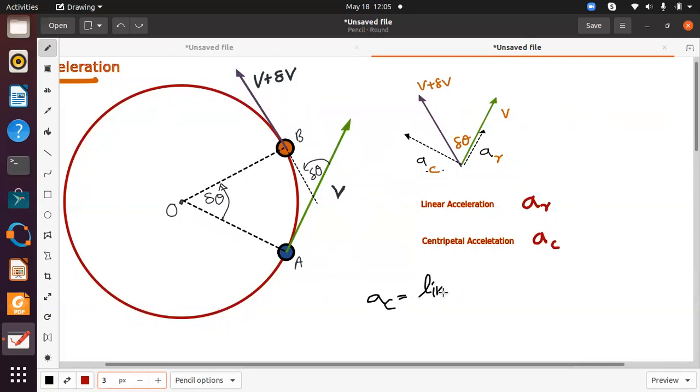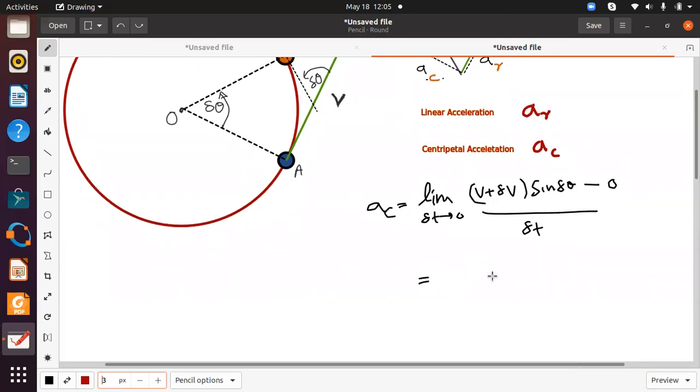is the limit as delta t tends to 0 of the rate of change of the velocity. The rate of change of the velocity can be obtained as follows: the final velocity is v plus delta v. In this direction, the component is (v plus delta v) sine delta theta, minus 0, because initially you did not have any velocity towards the center, divided by delta t.